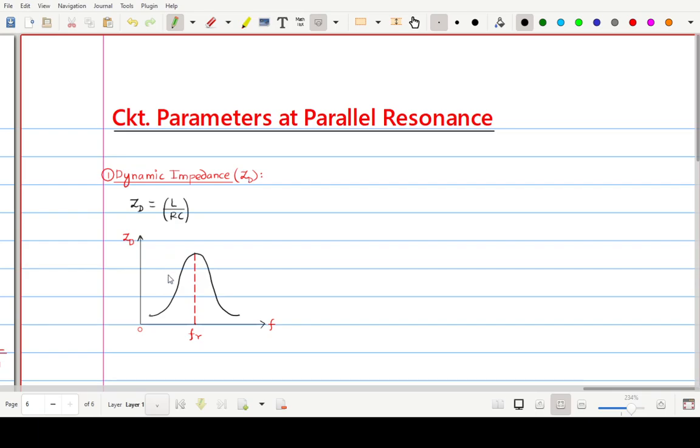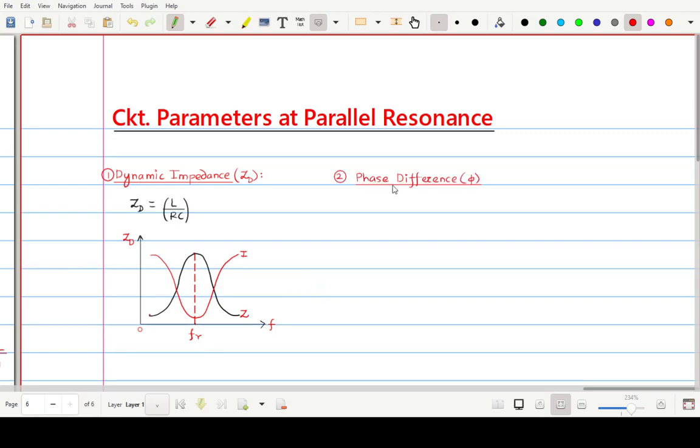If you go on plotting the current curve, it will look like this. The red color indicates your current curve and the black color indicates your impedance curve. Initially impedance is less, so current will be maximum. As impedance goes on increasing, current will go on decreasing. At this point impedance is maximum, so current will be minimum, and after this point impedance is decreasing, so current will go on increasing. So exactly the opposite is the case with current. When impedance is maximum, current will be minimum. In this way you can draw the current curve and impedance curve for a parallel resonant circuit.